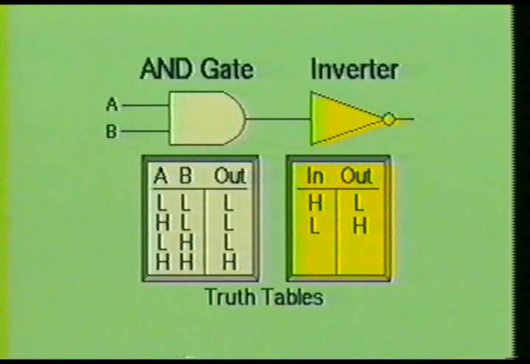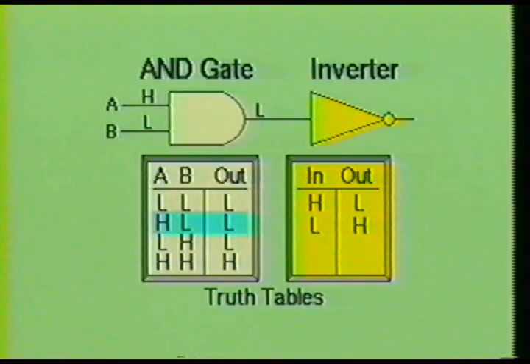Now let's see what would happen if we combine two of these gates. Here we see the AND gate and the inverter or NOT gate. Also shown are the truth tables for the two gates. As you may recall, the AND gate had to have both an A and B high to produce a high output, while the inverter simply inverted the signal.